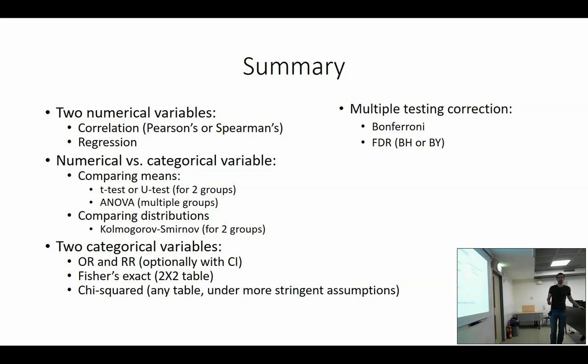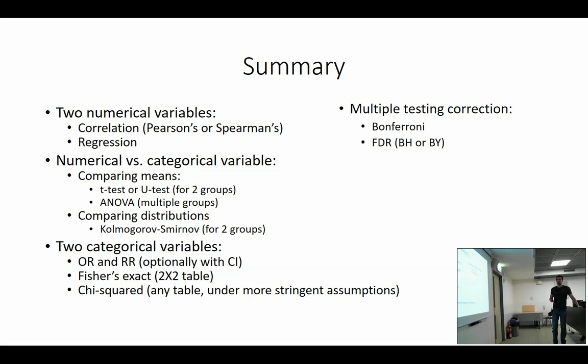We saw that we could use ANOVA if we have multiple groups. And if we want to compare the entire distributions, we could use Kolmogorov-Smirnov's. And then for categorical variables, we saw that we have the odds ratio and risk ratio, optionally with a confidence interval if we want to get a measurement of the strength of the association. And if we want a p-value, we can use a Fisher's exact, which works for the 2x2 case, or a chi-squared test that would work for any table under more stringent assumptions. And finally, we spoke about multiple testing correction. We saw that we could use Bonferroni correction or two versions of the FDR.